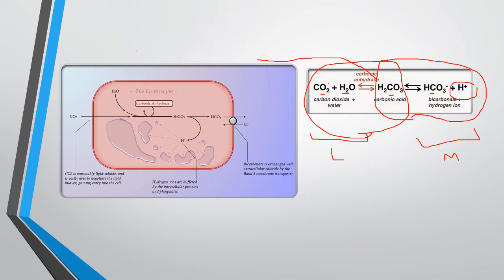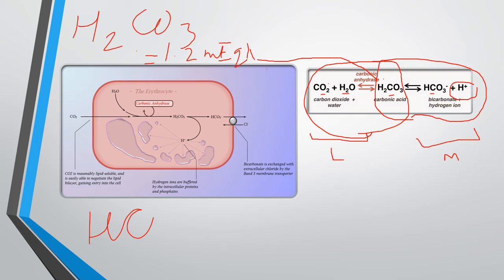So one more thing that I want to mention here is the concentration values of the system. So you have carbonic acid, H2CO3. The normal value in the body is 1.2 milliequivalents per liter, and bicarbonate, HCO3, is 24 milliequivalents per liter.